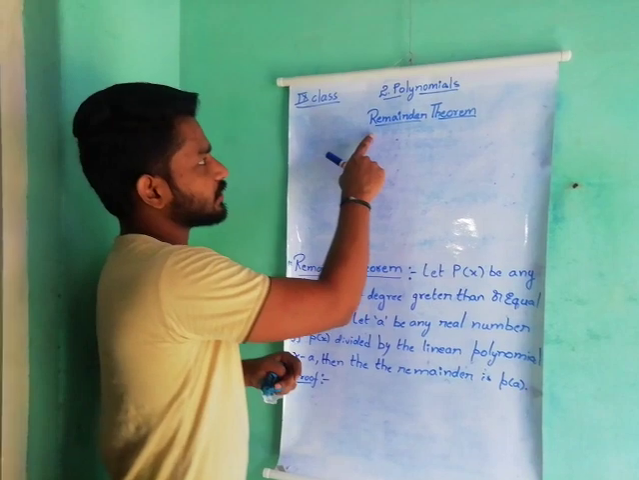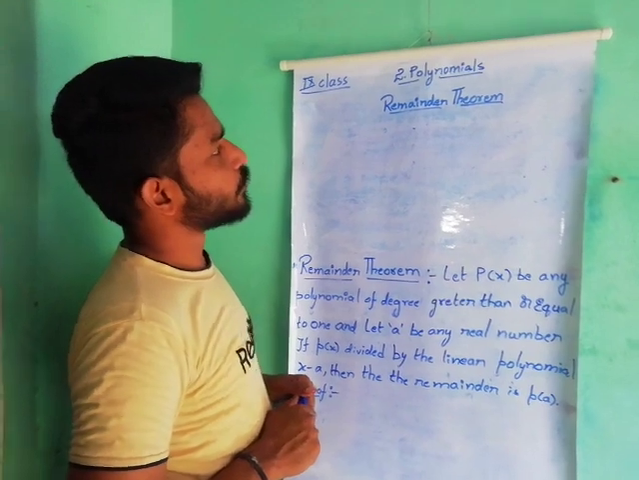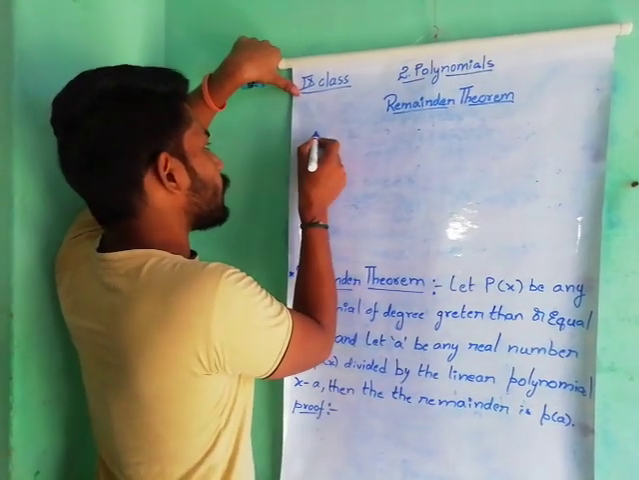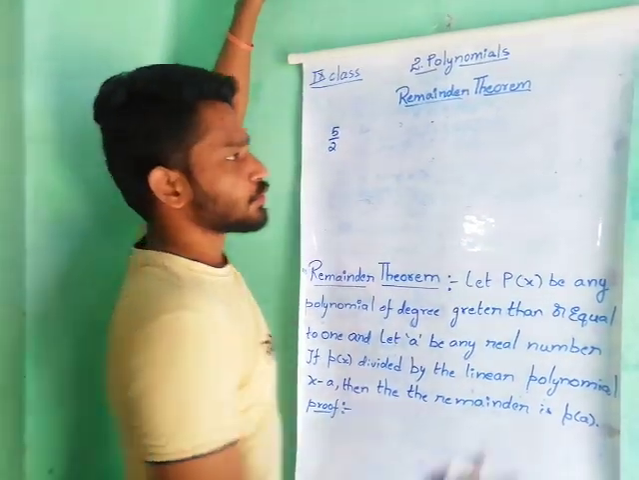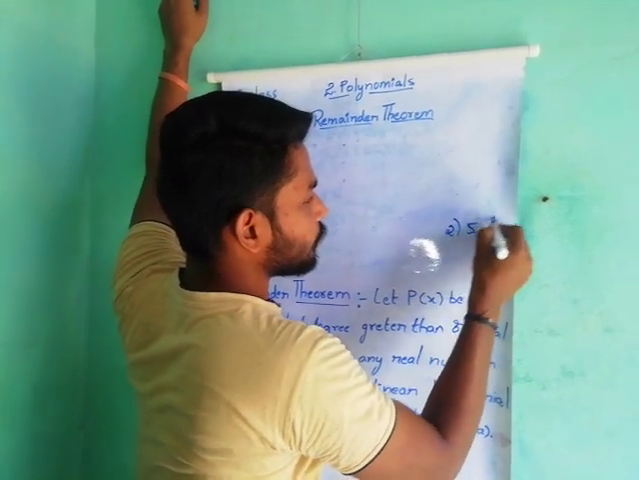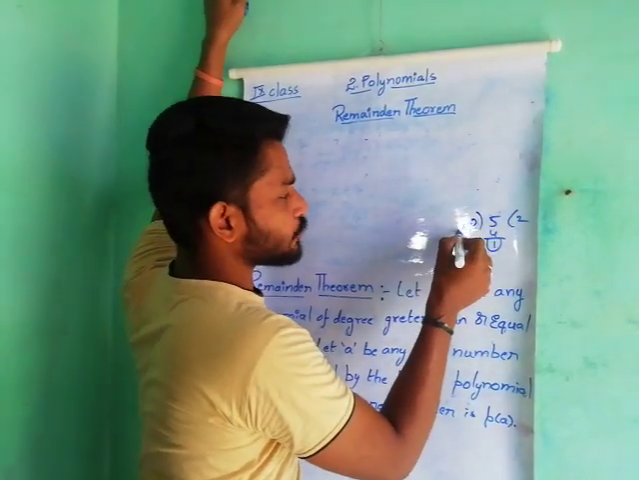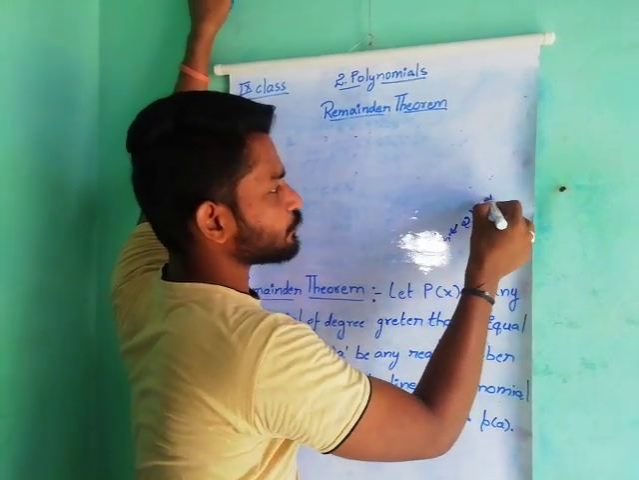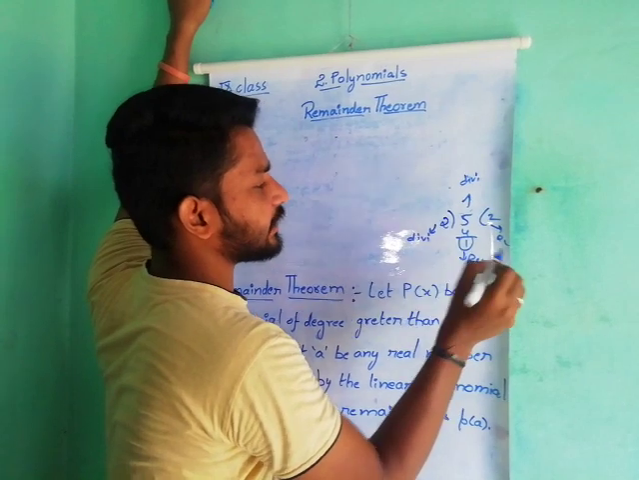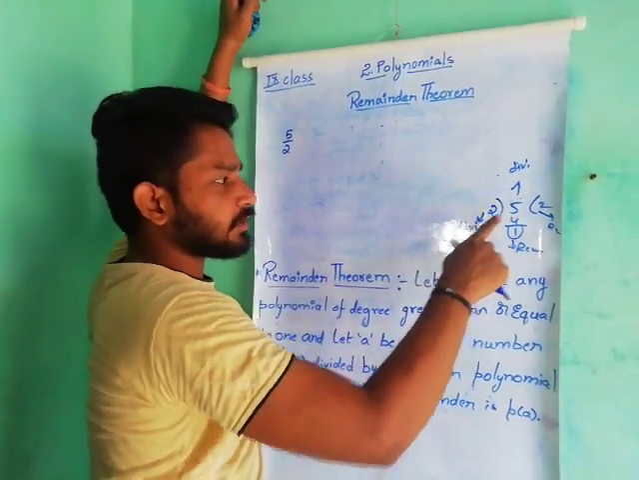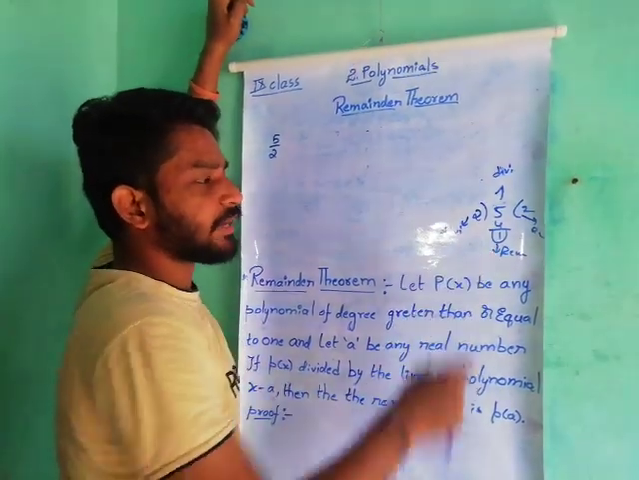So what is our concept? Remainder theorem. Before going to this remainder theorem, we have to know a small concept, a small division. For example, I am taking 5 divided by 2. How do we write it? 2 2s are 4, 1 is the remainder. So here 2 is the divisor, 5 is the dividend, 2 is the quotient, and 1 is the remainder.